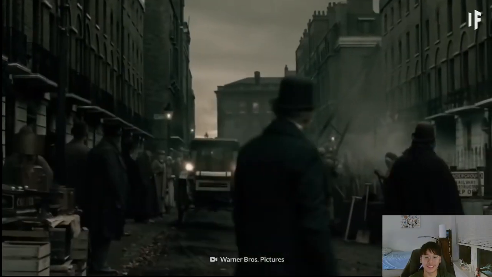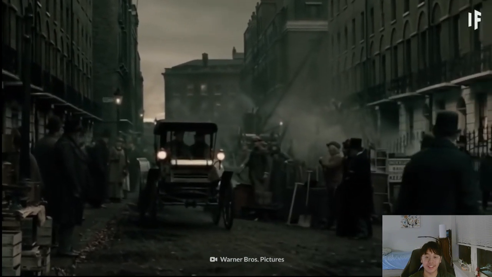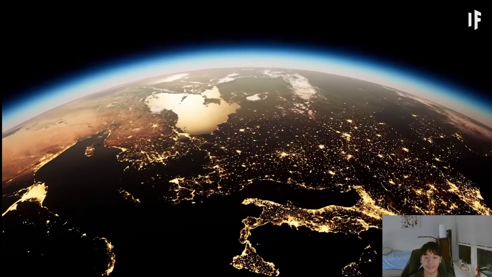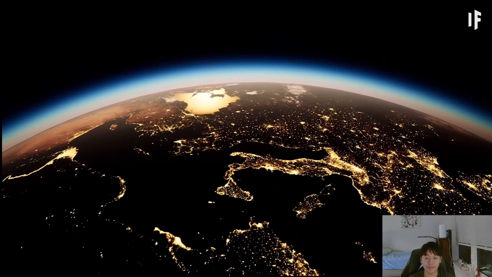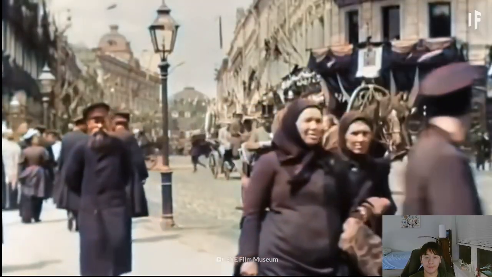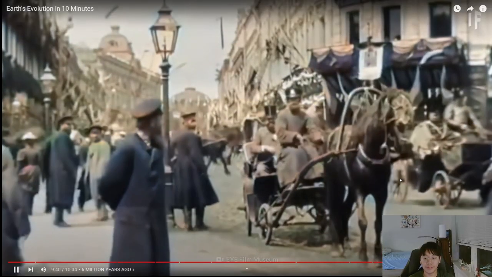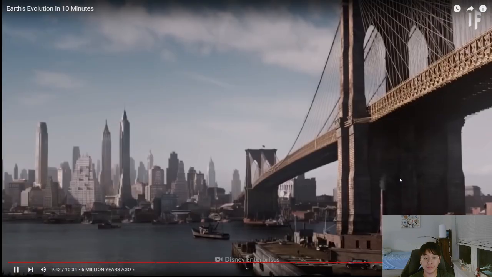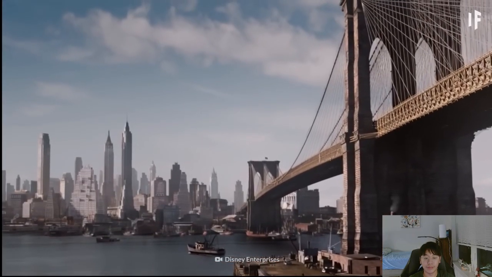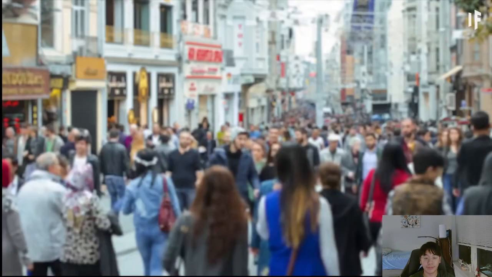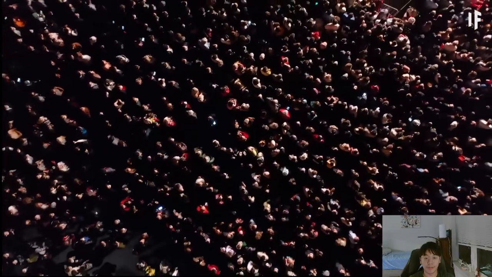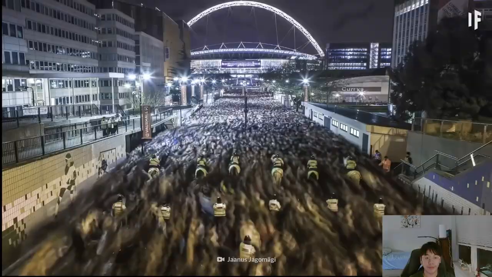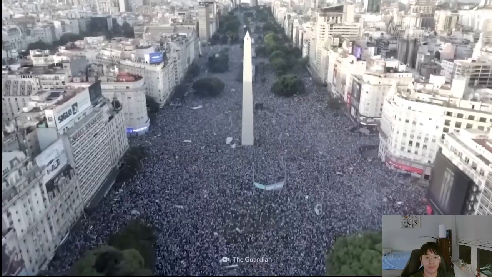Rural-based farm societies became more industrialized urban ones. Our human population continued to grow. By 1804, we reached 1 billion. By 1927, we'd hit 2 billion. And since the 1960s, the global population has risen faster and faster to where it is now, at over 8 billion people.